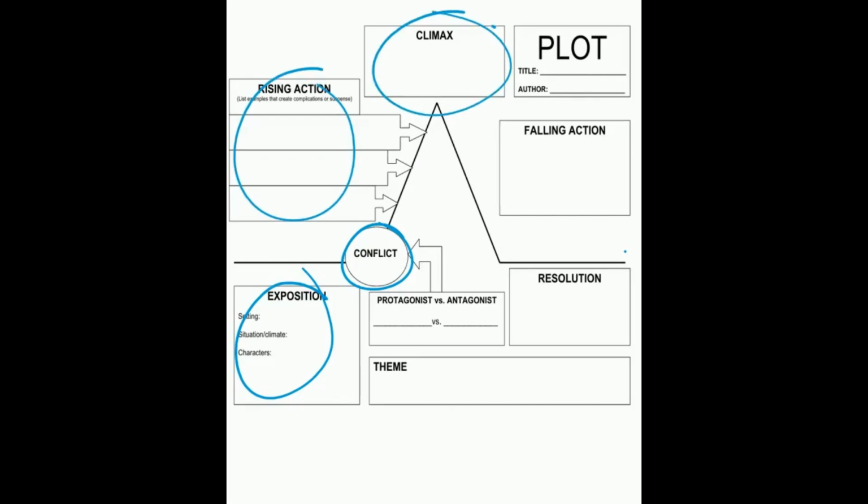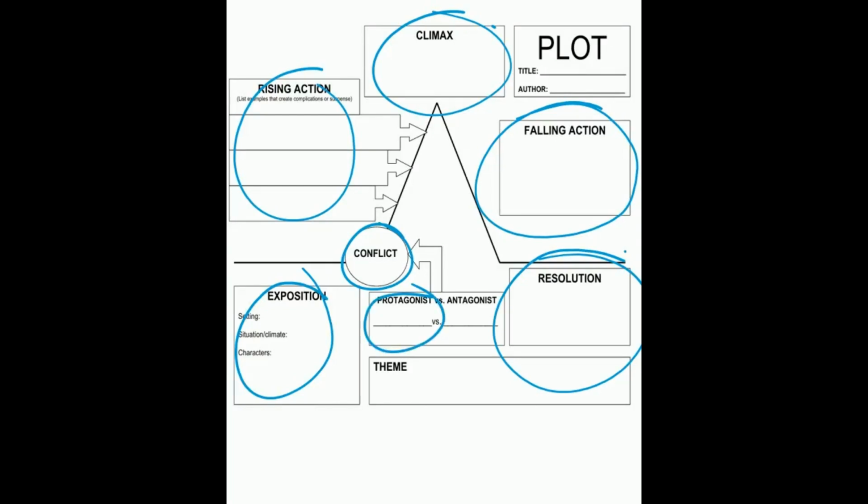Climax is what happens. Does the conflict get resolved? Then the falling action, everything that comes afterwards, and the resolution. How does the story end? Does the main character overcome this problem?